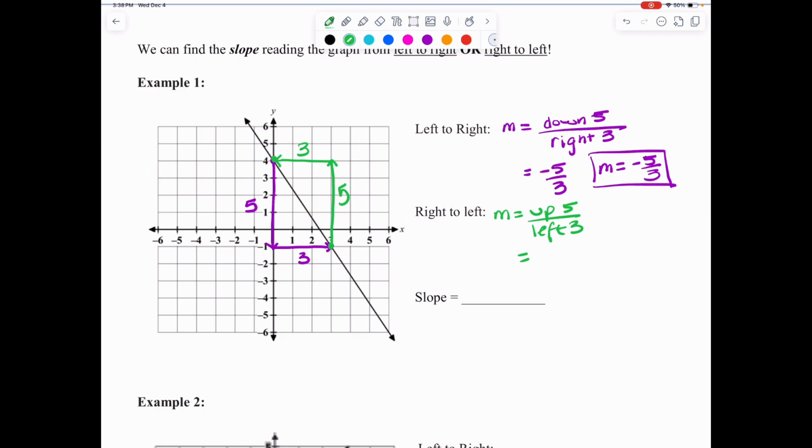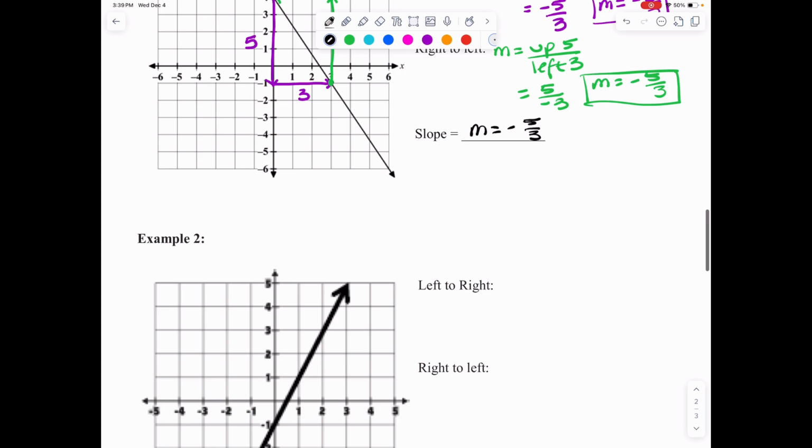So up 5 would be a positive 5. Right 3 would be a negative 3. But that's still overall negative 5/3 for our slope. Did we get the same thing whether we went from left to right or right to left? Yes. We can write down officially that our slope is negative 5/3, and it doesn't matter which direction I read the graph from. All right, so we're going to go on to example 2.